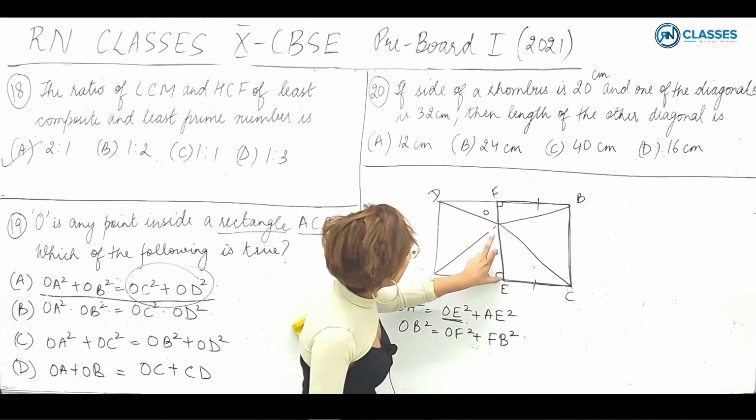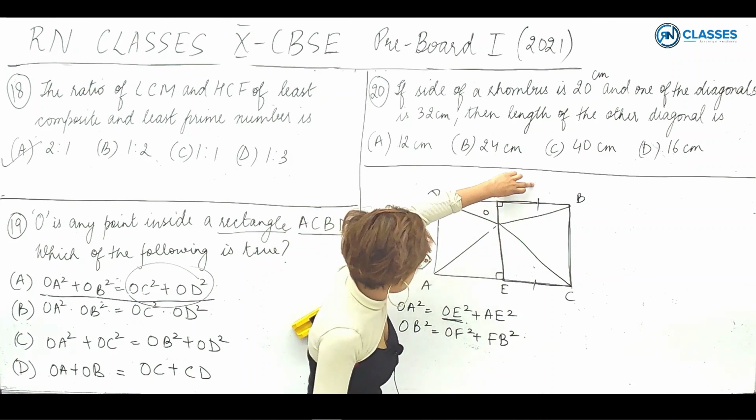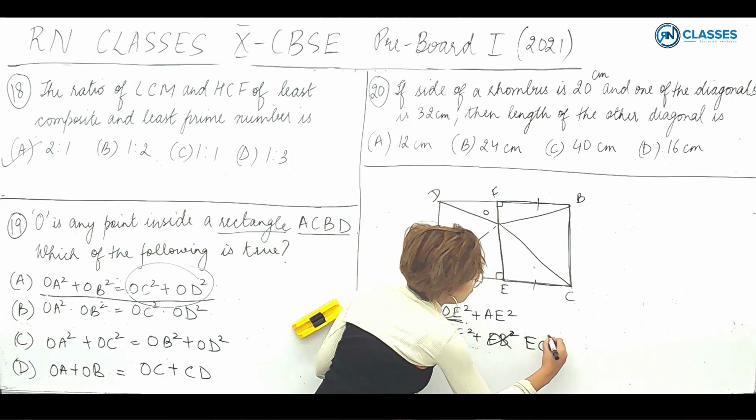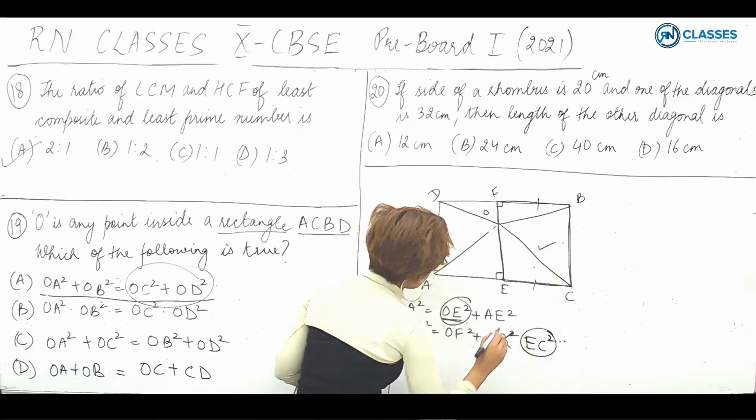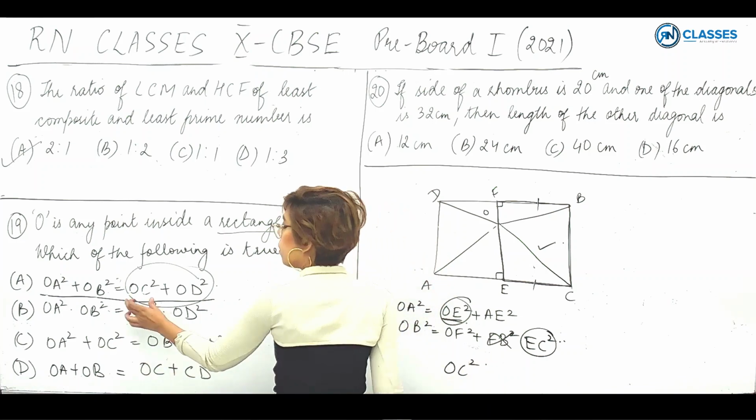So I have OE square plus FB square. इसको लिख दूं EC square in order to visualize. So OE square plus EC square is nothing but OC square. Fine. At least ये term तो बन गया.